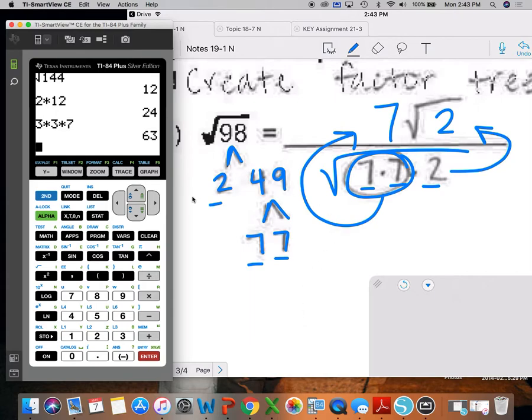Now, you can check this. I'll show you how to do it on a phone, and you would do it the exact same way, just comparing decimals. I'll show you in this calculator first. If you have these calculators, I would type in the square root of 98 and get that decimal, and I would type in my answer and see that it's the same decimal. On a phone, I would do pretty much the same thing.